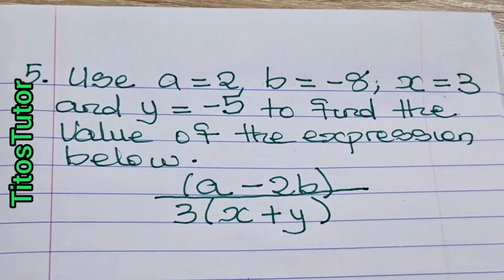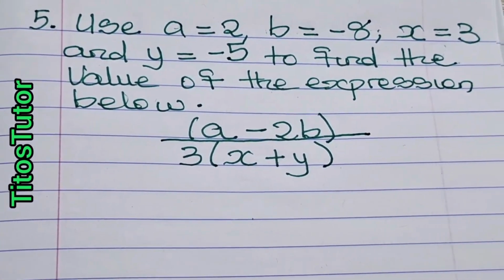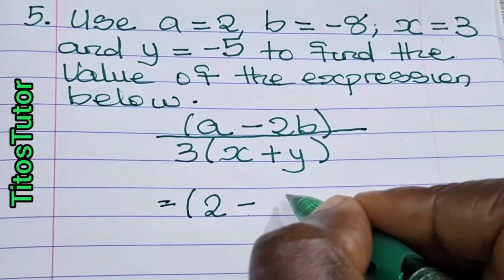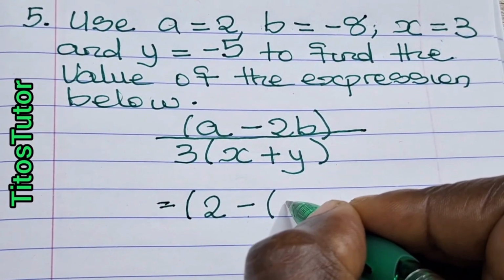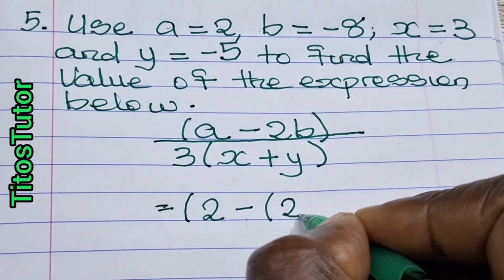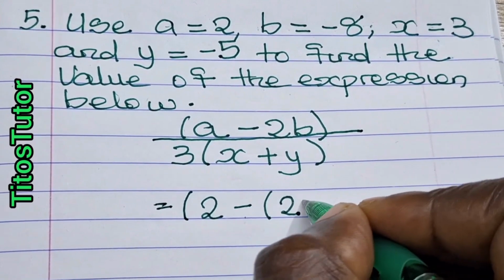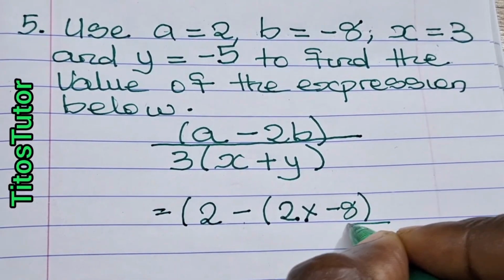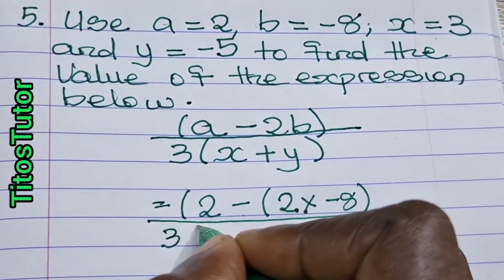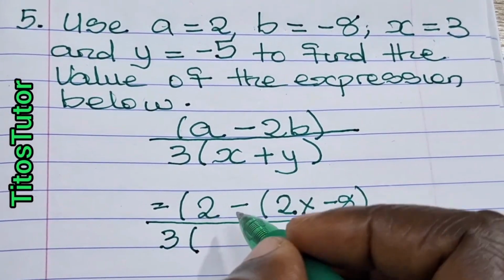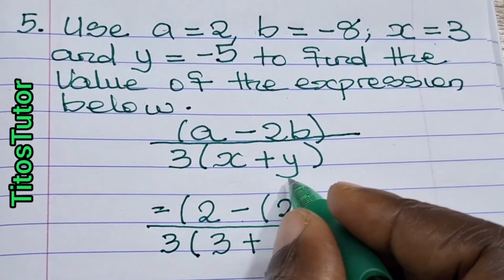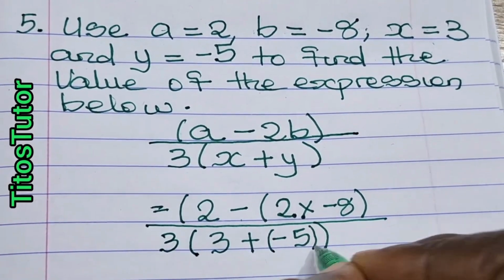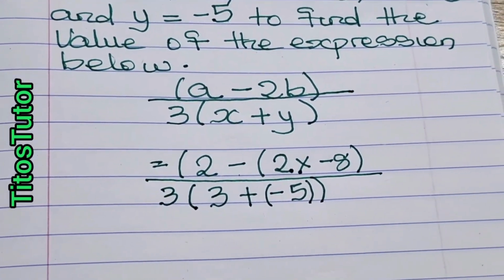So I'm going to substitute directly. Okay, so let's go. This is equal to a is 2 minus, I'm putting this in a bracket so I don't get confused, right? Because I need to sort that out first. 2 times b, and b is negative 8. Okay, all over 3 in a bracket, put x is 3 plus y is negative 5. Put that in a bracket as well, so I'm clear. Now it's time to simplify.